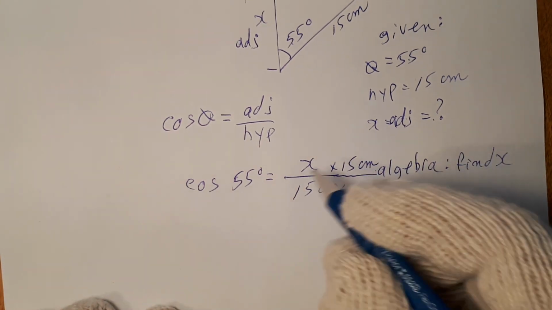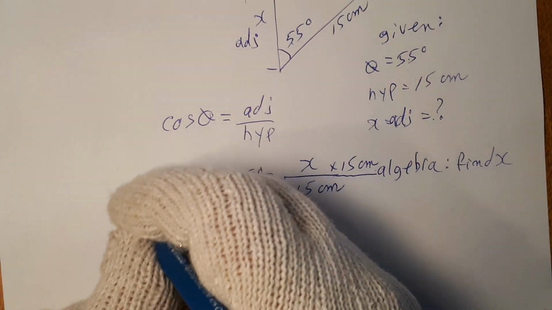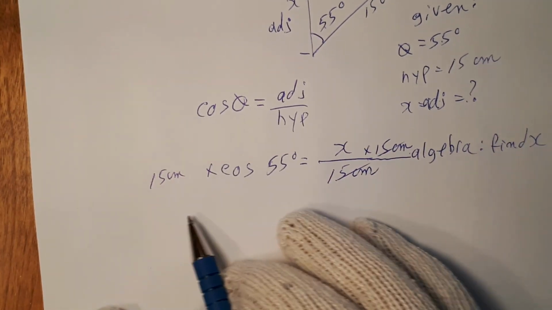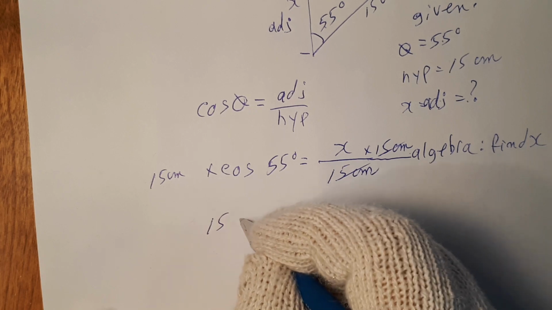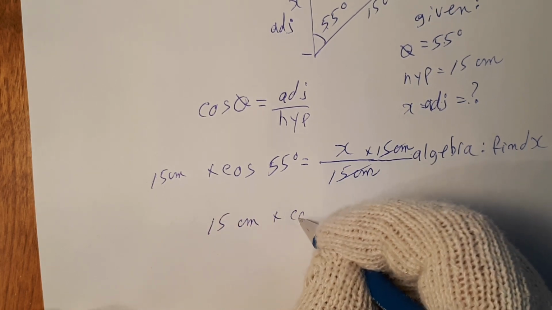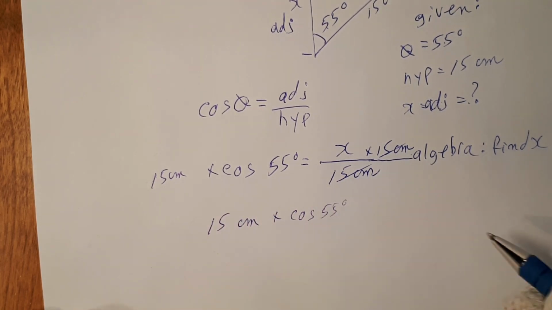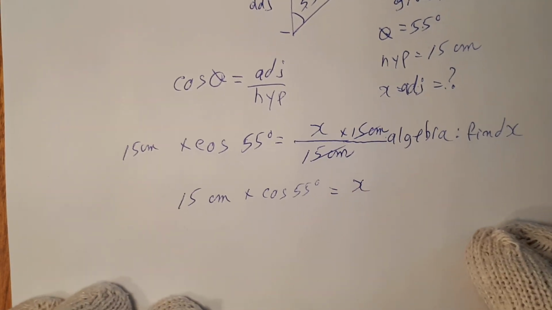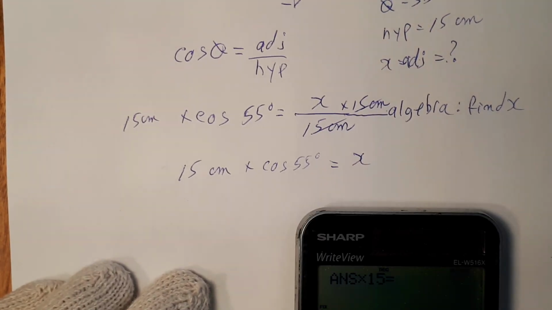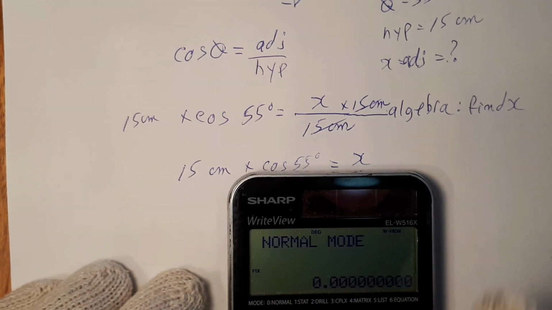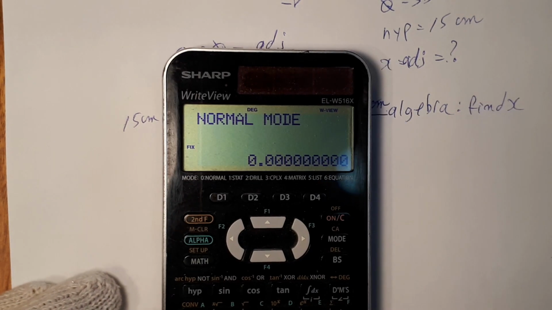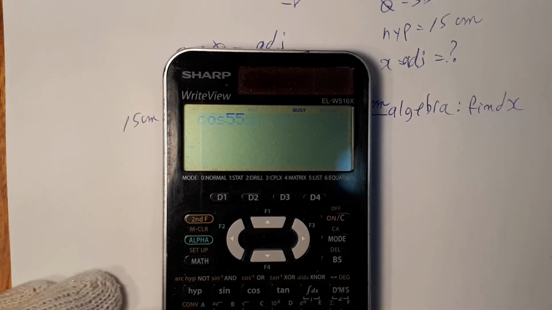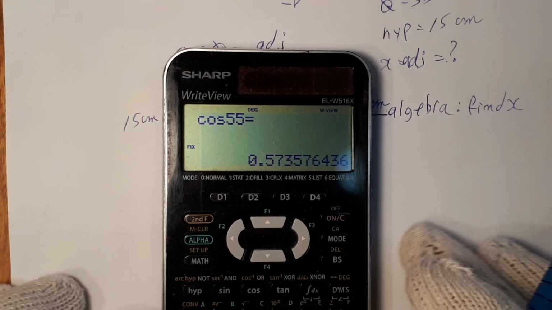Whatever you do to the right, you have to do to the left. And the 15 centimeters cancel out. Just to clean this up a little bit, 15 centimeters times cosine of 55 degrees is equal to x. Again, with the calculator, you want to find the cosine of 55 degrees: 0.573.